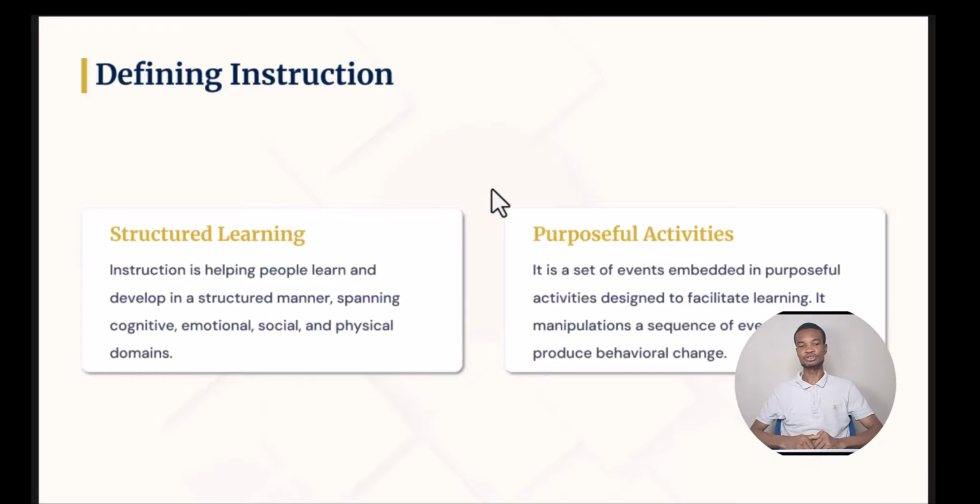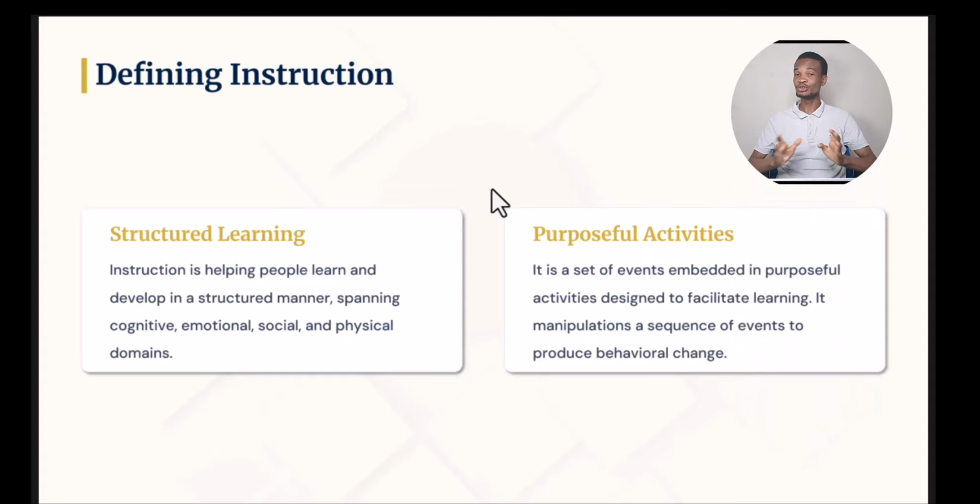So, what is an instruction? An instruction can be defined in two ways. One is through structured learning, and the other is through purposeful activity. So, when you talk about instruction, we're talking about two major things. We're talking about structured learning. We're also talking about purposeful activities. Instruction can be defined or described as the process of helping people learn.